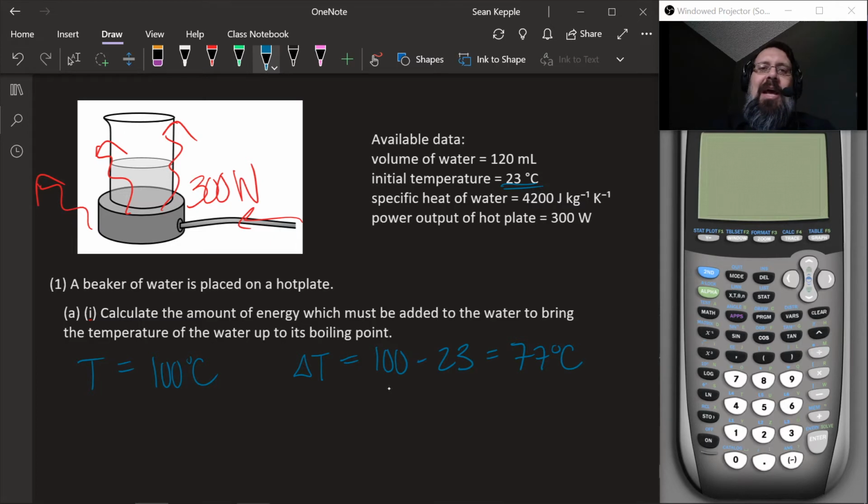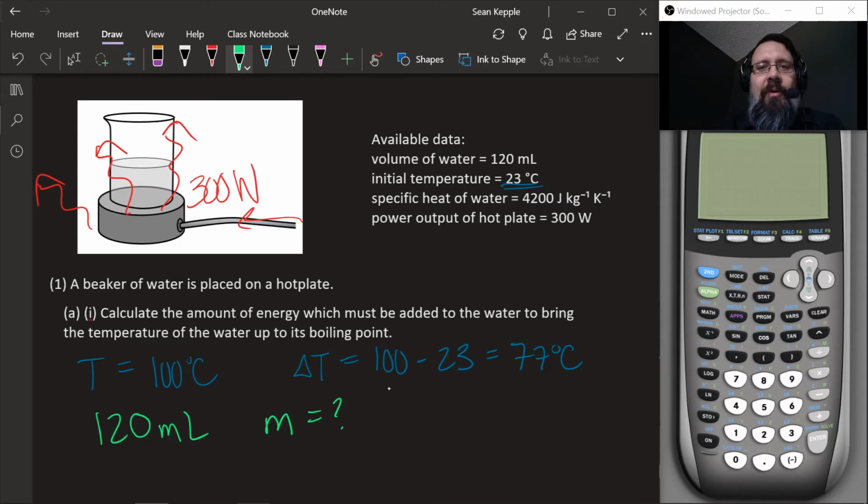So we want to figure out how much heat we need to supply to the water in order for it to experience a 77 degree Celsius temperature change. The second thing that's important is that the volume of the water is 120 milliliters. What's the mass of the water?